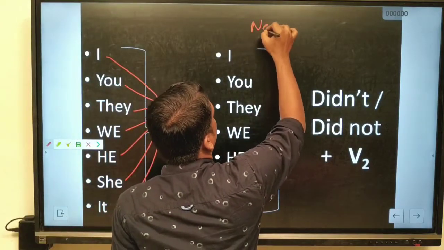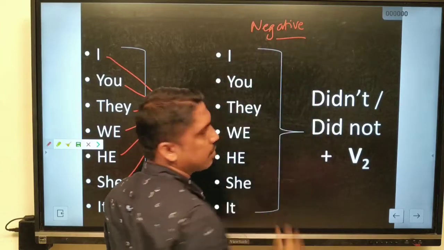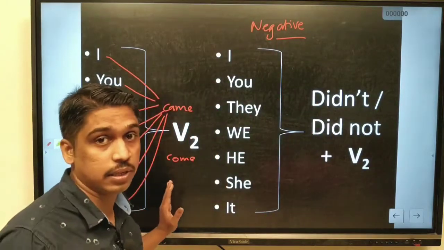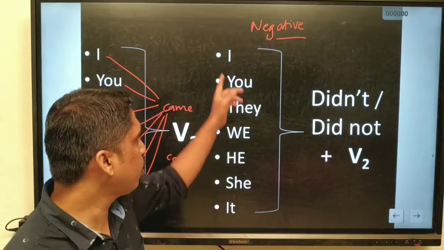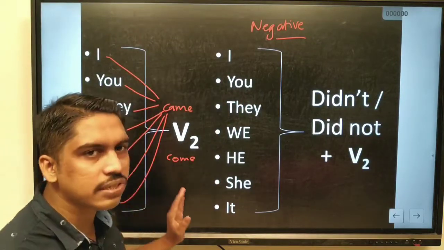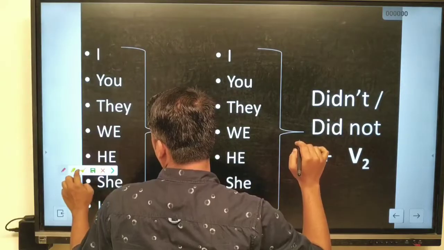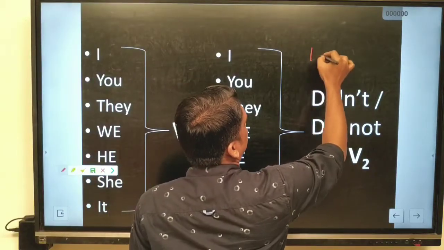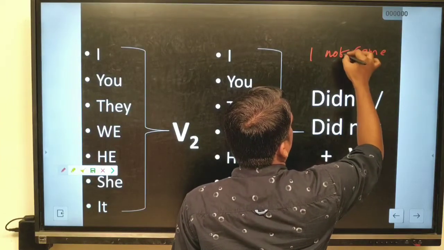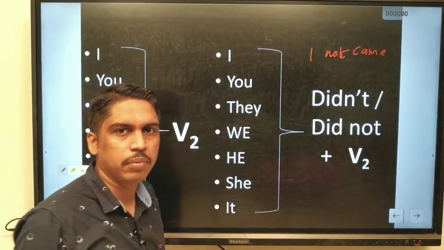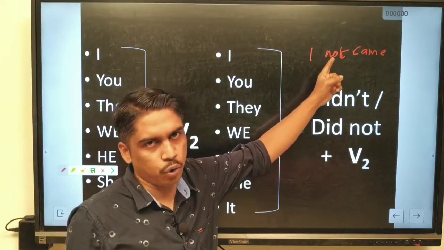And here it is the negative. How can we make a negative of this sentence? These are positive sentences, and how can we make the negative of simple past tense? Here you can see we can't just add not to the verb. We can't say I not came. It is wrong. For making a sentence negative, we add a not.